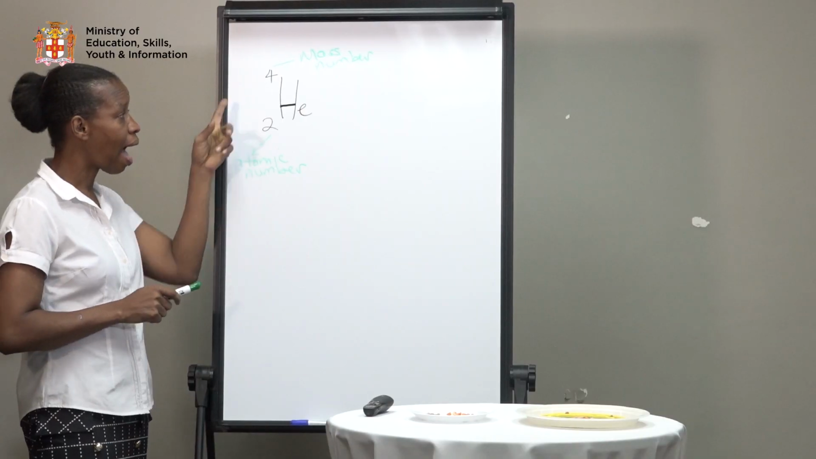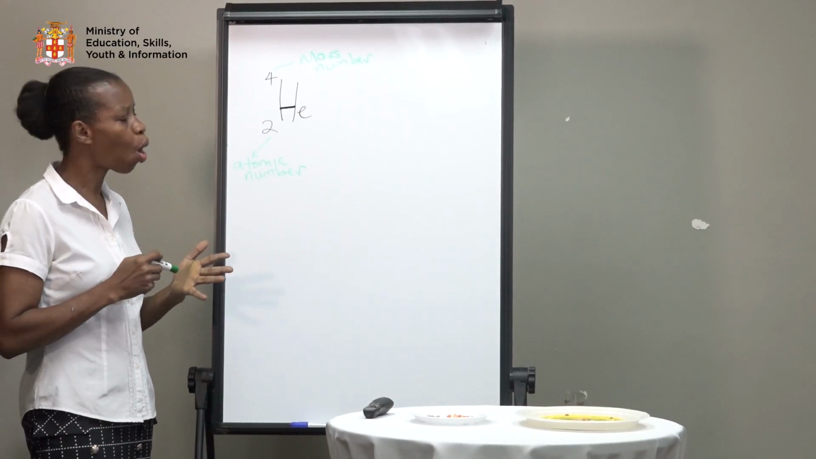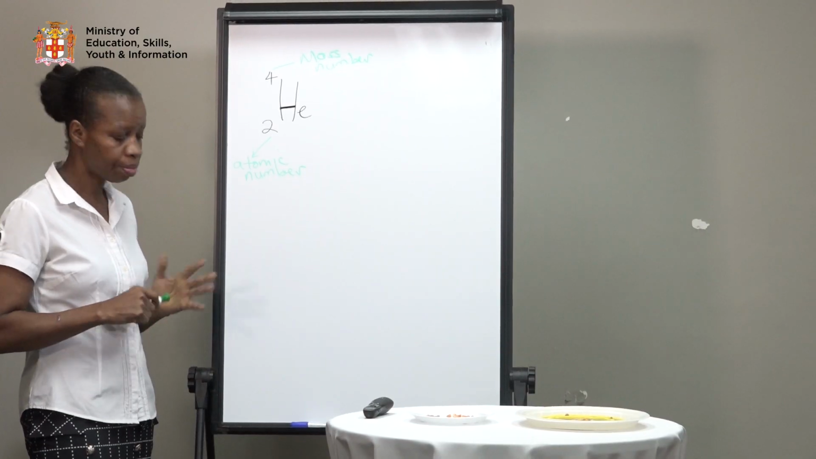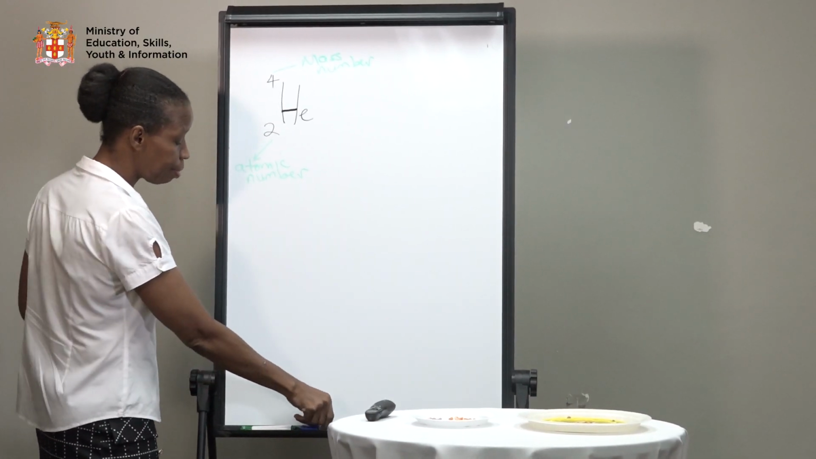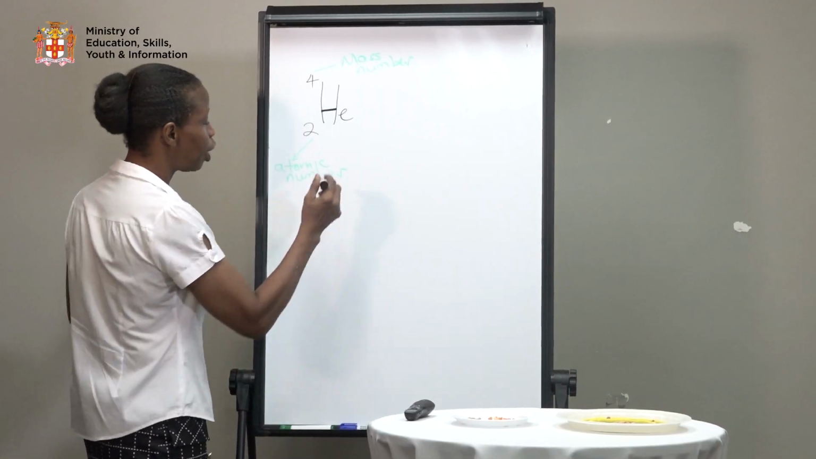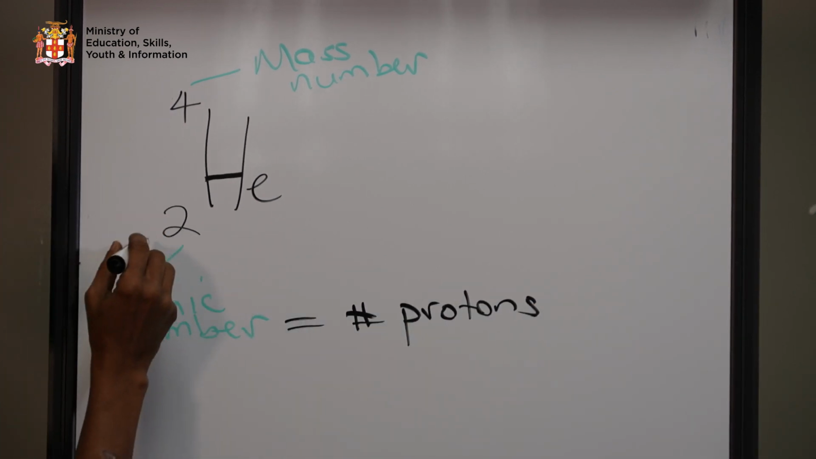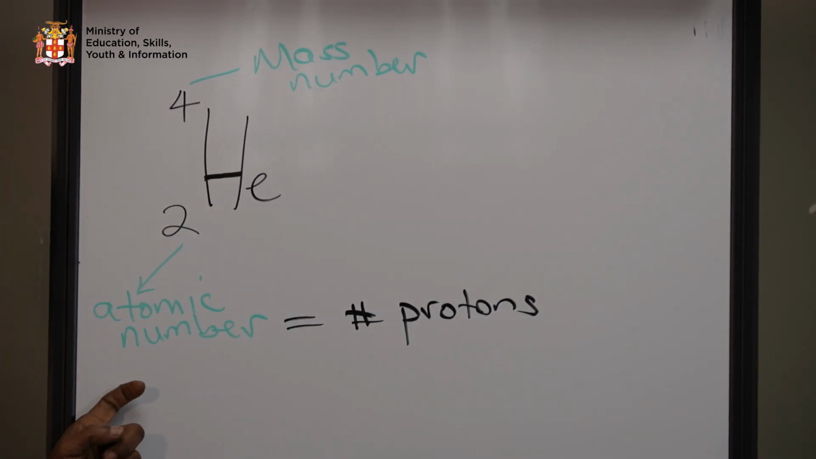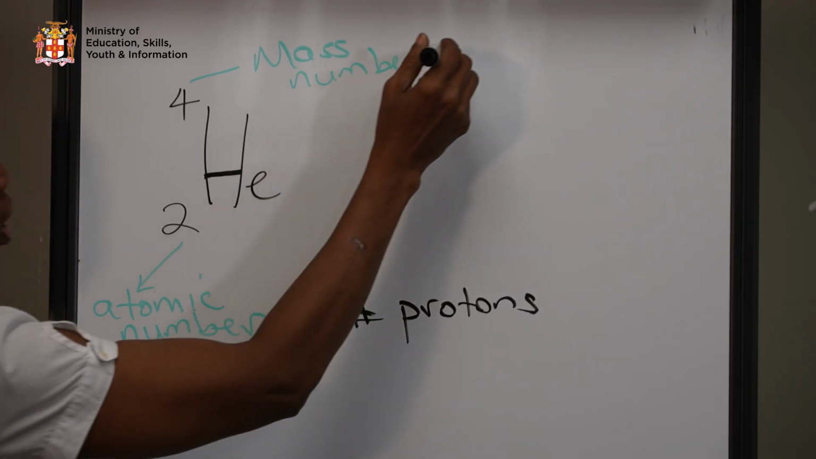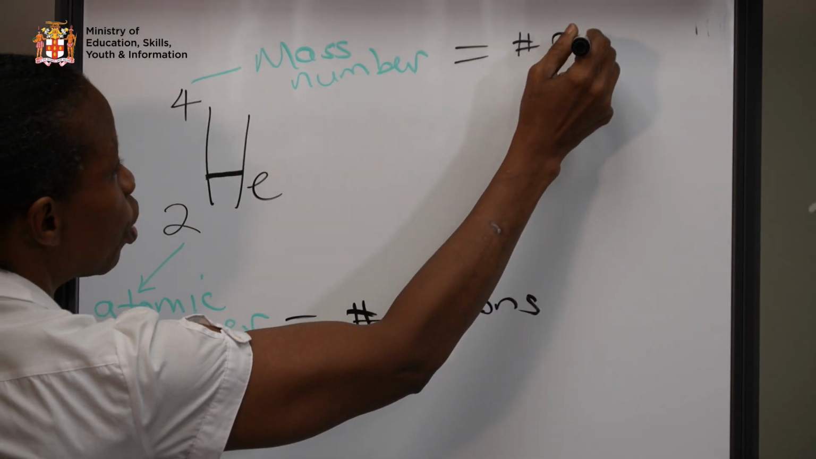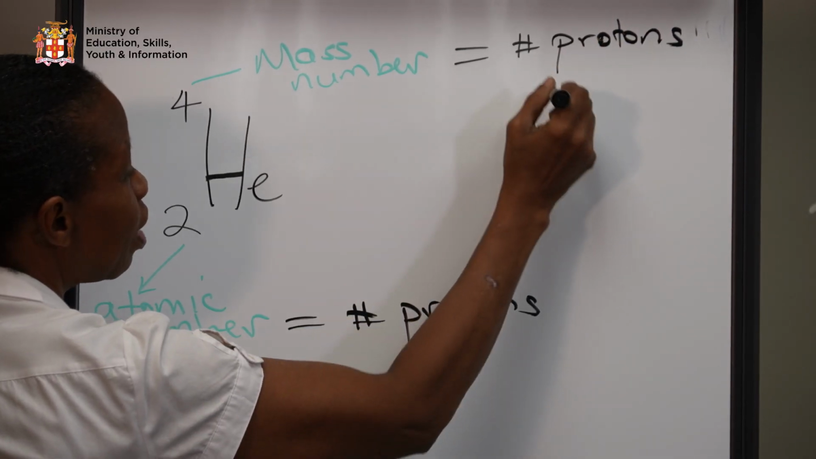Once we have this information, how can I know the number of protons? Essentially, the atomic number represents the number of protons. So once I see this atomic number, that does not change, that represents the number of protons. And the mass number, remember we said the mass of the atom is coming from which two particles? The protons and the neutrons. And so the mass number would represent the number of protons and neutrons.